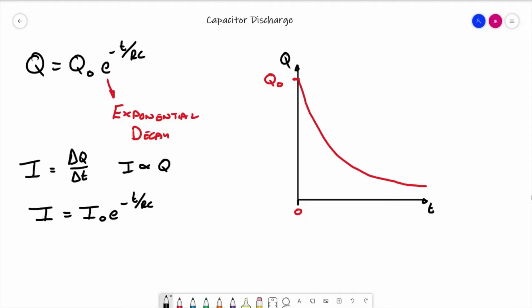And again, when we note that V is equal to IR, and therefore potential difference is proportional to the current, we can also say that the potential difference, and don't forget that will be the potential difference across the capacitor, V will be equal to V naught e to the minus t over RC as well.